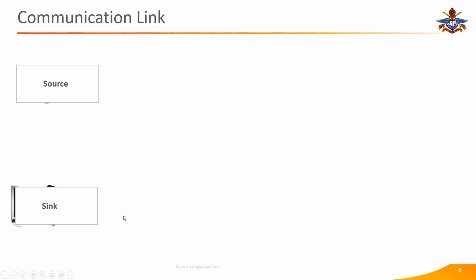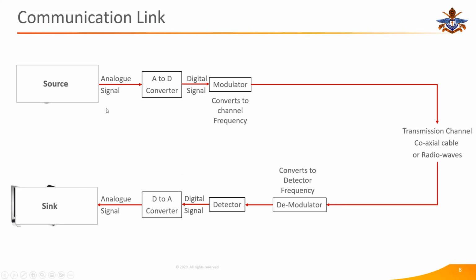So that is called the message sink. In between, we have to convert from analog to digital, so we need some kind of A to D converter. And that digital signal is modulated. I'll get to that modulation part. And then it is transmitted over a coaxial cable or radio waves. On the other side, it is demodulated again, and then we detect and convert it back to analog, and then we listen to the signal. So this is the process of a telecommunication link.